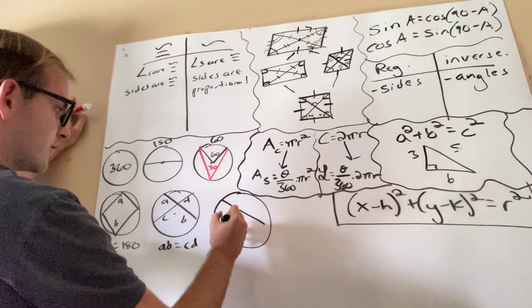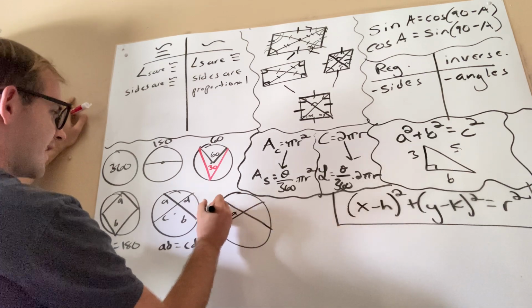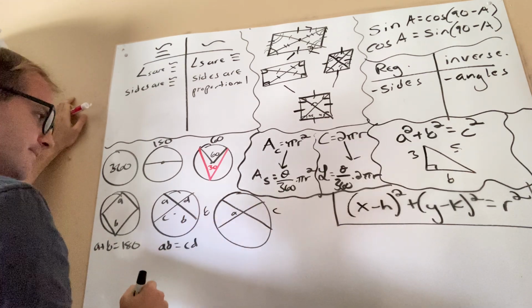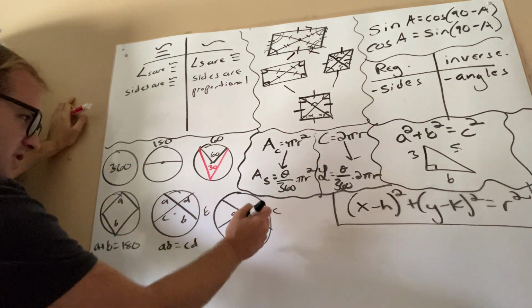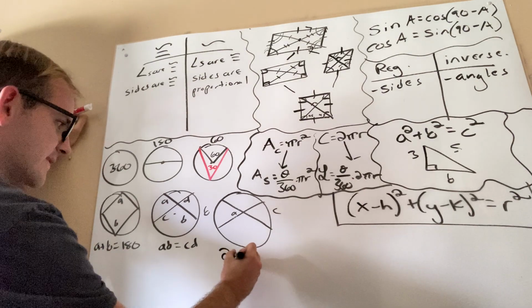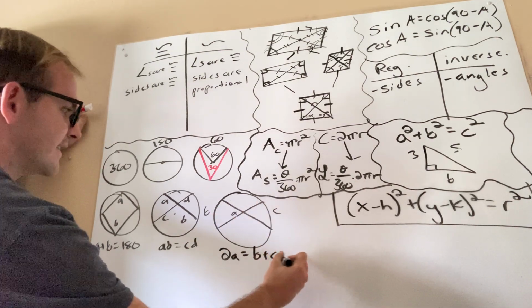If I have intersecting chords and they're asking me to find, let's say, an interior angle here, what I need to know is that this angle is the average of the two arcs, or I could say it takes two of that angle to make the arcs added together.